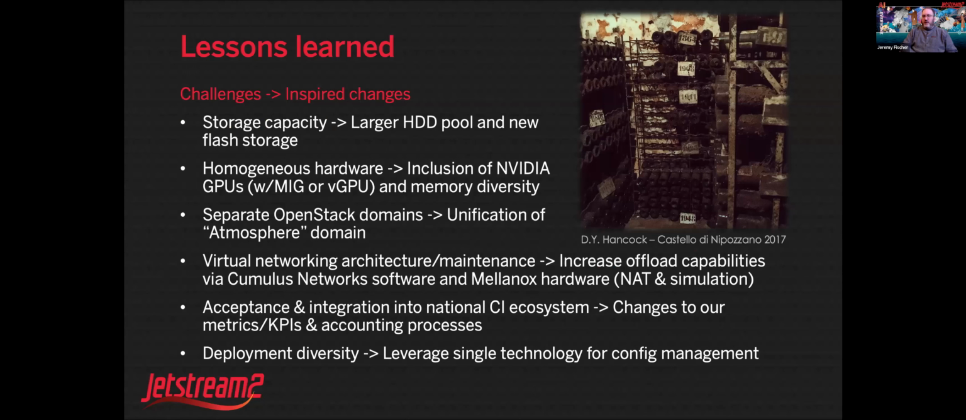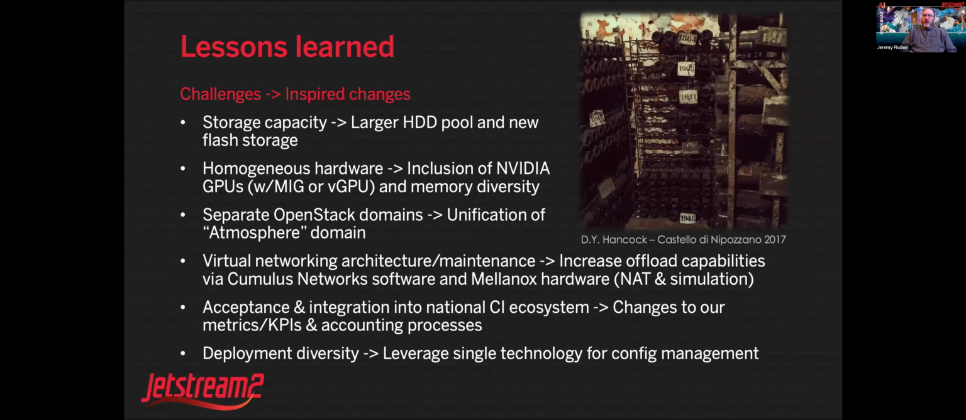So some of the lessons learned, again, larger storage pools. I'll show the sizes of those, but we're basically going from 2 petabytes total on Jetstream 1, with a petabyte usable, to 14.5 petabytes on Jetstream 2. So it's making a very large difference.